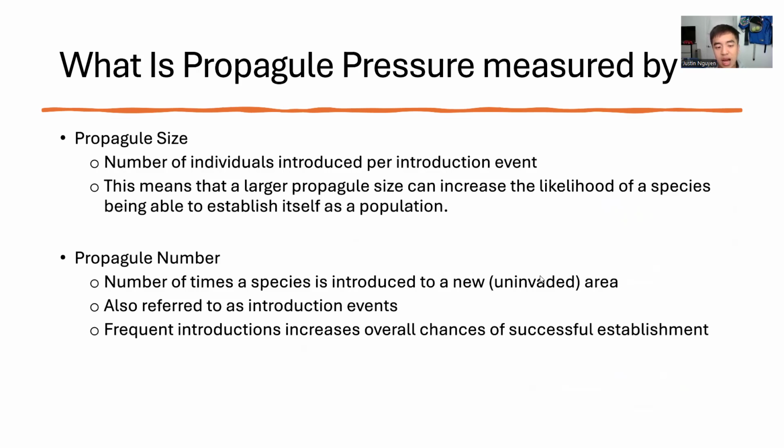Propagule number is about how often a species is introduced into a new area, also known as introduction events. Frequent introduction events significantly increase the likelihood that a species will establish itself because the more times a species is introduced in a new environment over time, the more opportunities it has to find suitable conditions for survival and reproduction.